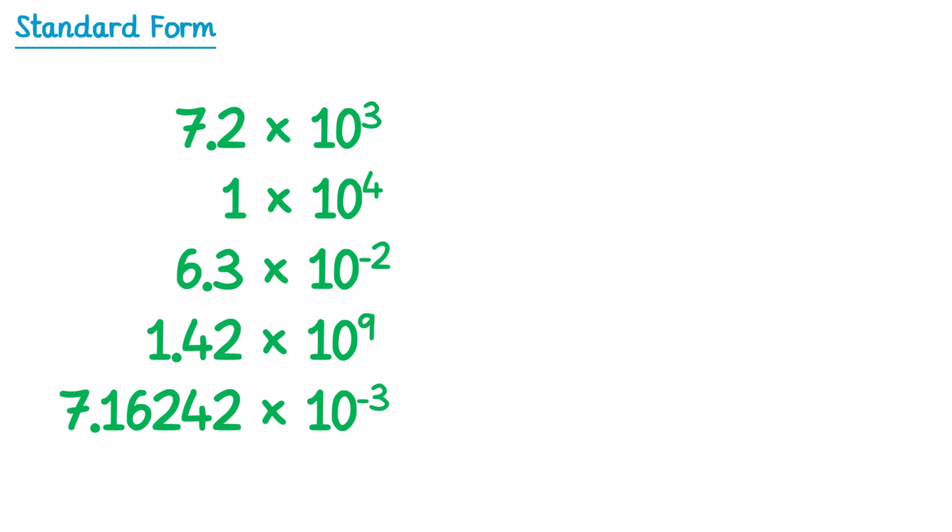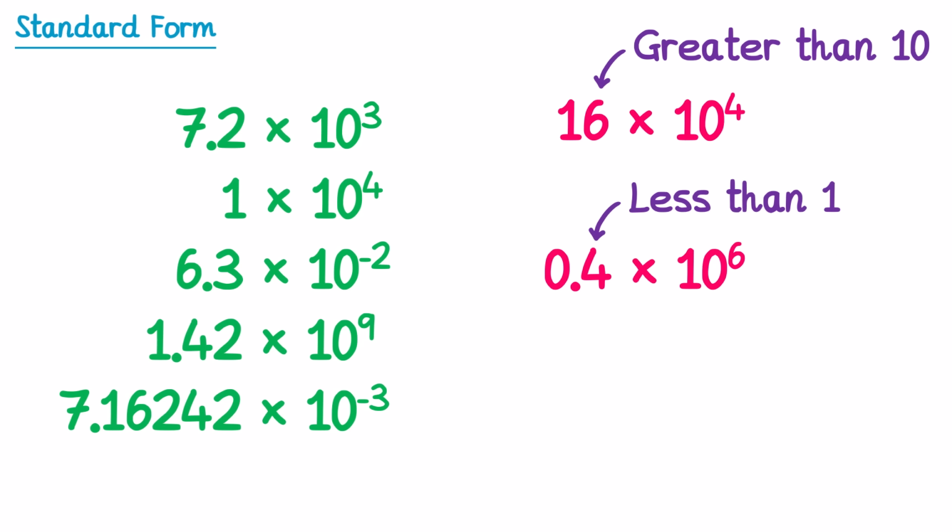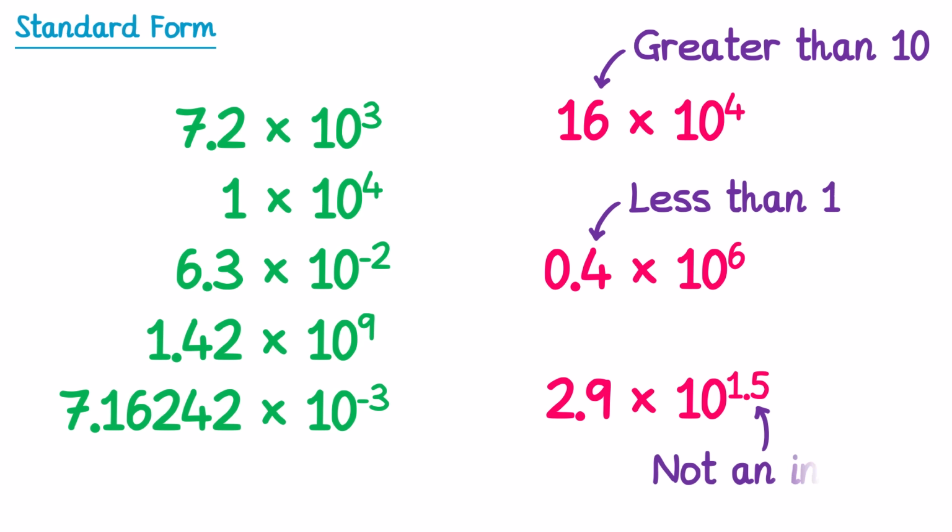These numbers, though, are not in standard form. So 16 times 10 to the power 4. That's because this first number here is greater than 10. Remember, it needs to be between 1 and 10, although not 10 exactly. This number's also not in standard form, because the first number here is less than 1. This number is also not in standard form, because this is not an integer power of 10. 1.5 is not an integer.